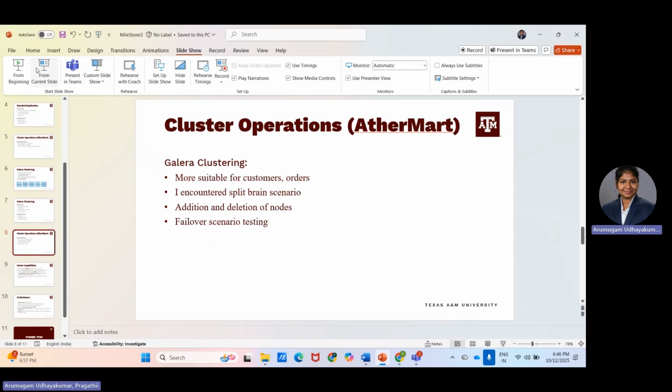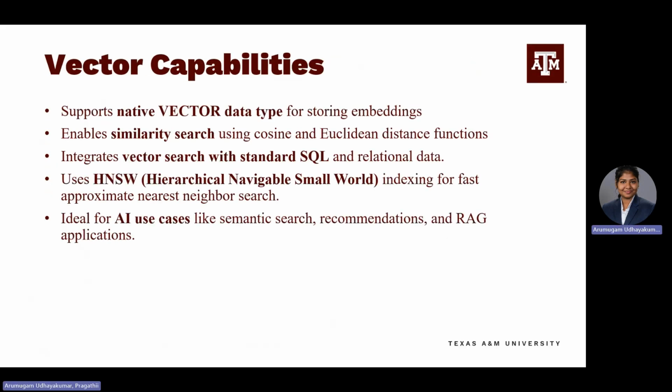Now coming back to the presentation: vector capabilities. Vector capabilities are one of the most important concepts of MariaDB, which help us in AI development. MariaDB supports a native vector data type for storing embeddings. All the user queries are converted into the vector data type, which is embeddings, where words are converted into numeric format. This enables similarity search using cosine and Euclidean distance functions, and we can integrate this vector search with standard SQL and relational data.